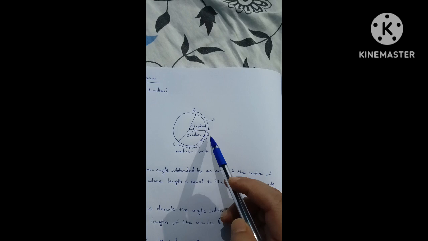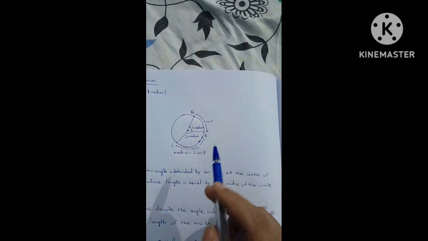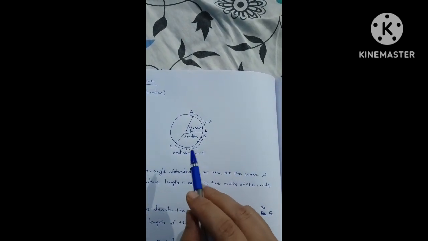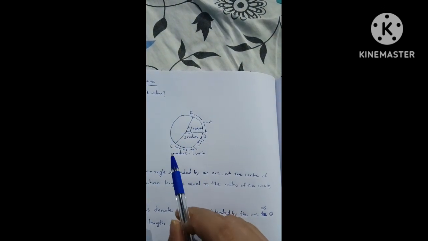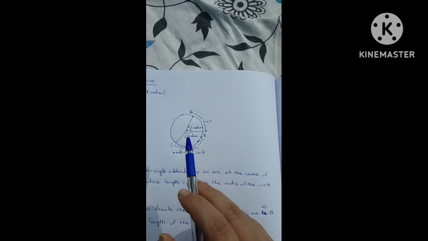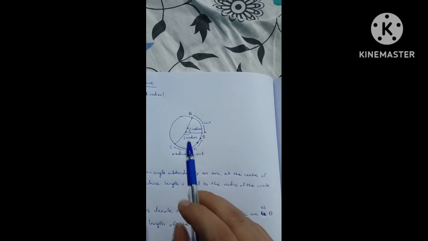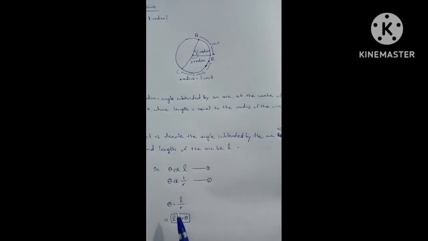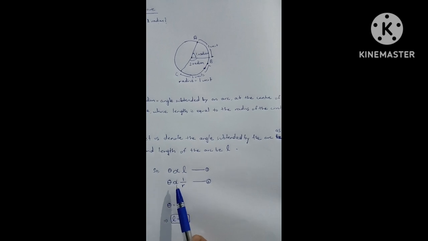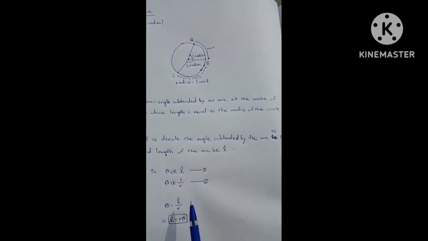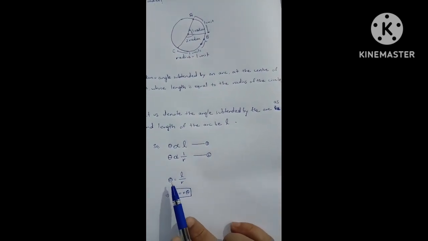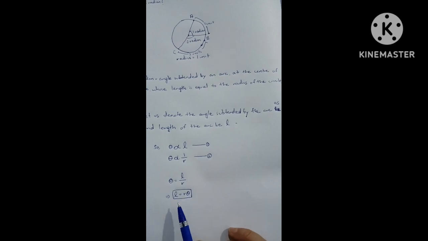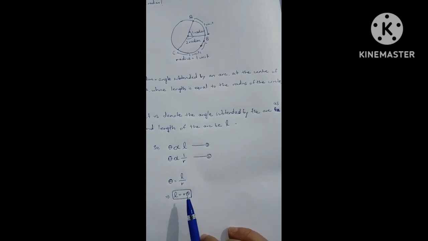Consider this arc BC once again, whose length we keep constant, and now increase the radius twice. Then this arc would have subtended an angle whose measure would be half. That means theta is inversely proportional to the length of the radius. So from both of these two relations we can derive a formula which is theta equals L by R, or L equals R times theta.